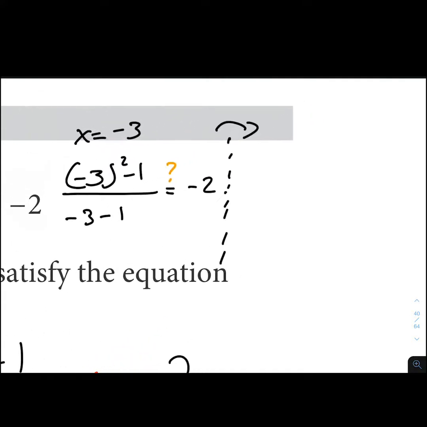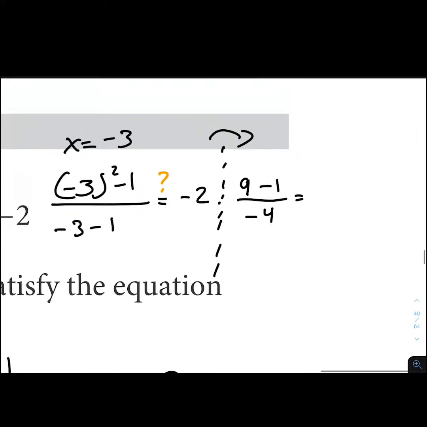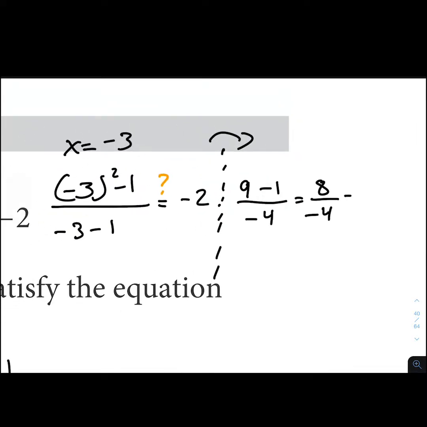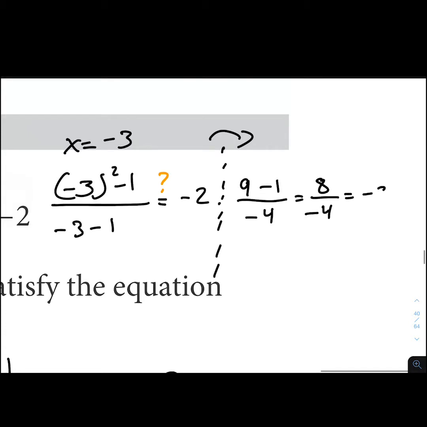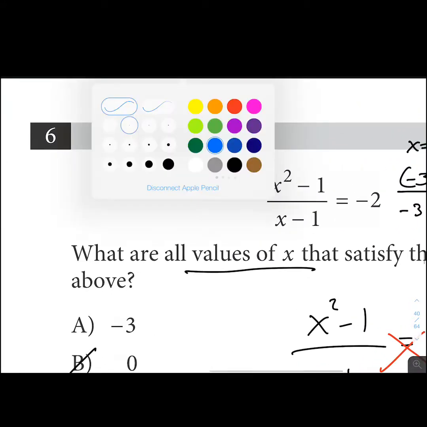So let's work this out, this left side, to see what it is equal to. -3 squared, that is a -3 times a -3, that's a +9. -3 minus 1 would be just a -4. Now here, a 9 minus 1 is just 8. And 8 divided by -4 is -2. And thankfully, hey, here, -2 is the same. That means -3 works. Let's check to see if, and I'll put a divider here.